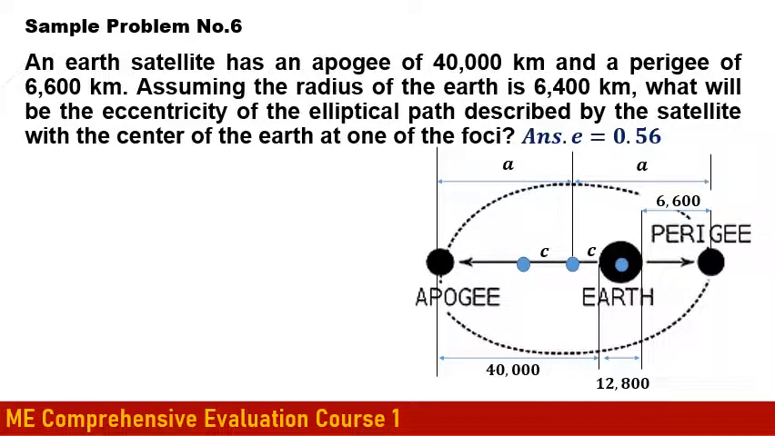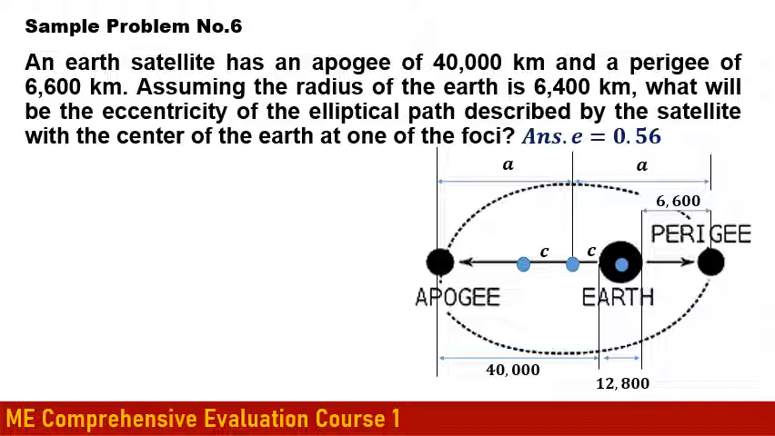Sample problem number 6. An Earth satellite has an apogee of 40,000 km and a perigee of 6,600 km. Assuming that the radius of the Earth is 6,400 kilometers, what will be the eccentricity of the elliptical path described by the satellite with the center of the Earth at one of the foci?